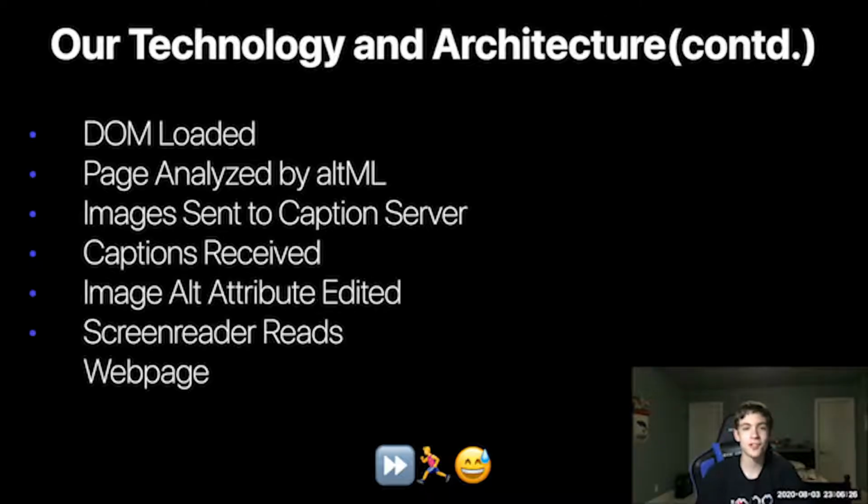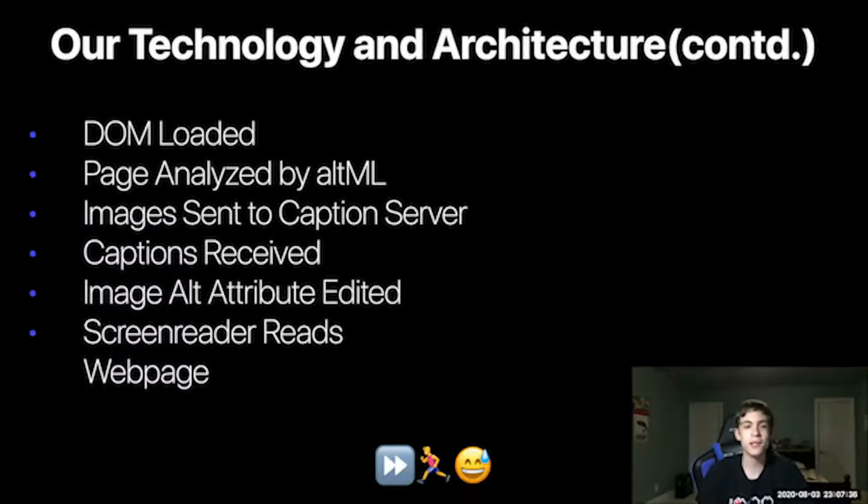First, when a web page loads, before the screen reader starts reading out content on the web page, AltML injects JavaScript into the page that searches the images for ones that are missing alt attributes. Then, the Chrome extension contacts a caption server running the machine learning model with the image source. The machine learning model downloads the image, processes it, and returns the caption to the Chrome extension. The Chrome extension then adds the caption to the image. This entire process takes less than a few seconds, starting when the DOM content is loaded on the page.